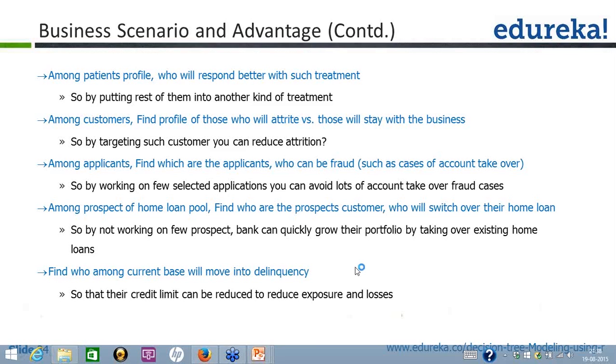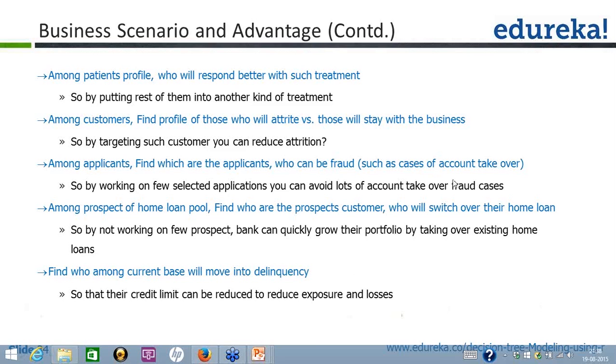If at all you could figure them out, then you can avoid a lot of loss from the account takeover fraud cases. Why? Because these are the set of guys where there is a high chance of fraud. So you will also do a lot of verification. You'll say, show me this, show me that, so that if there is a chance of fraud, you can avoid it. Correct? Right?